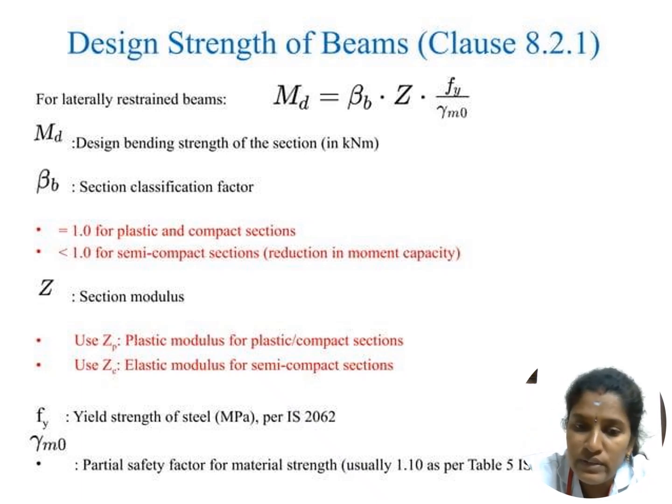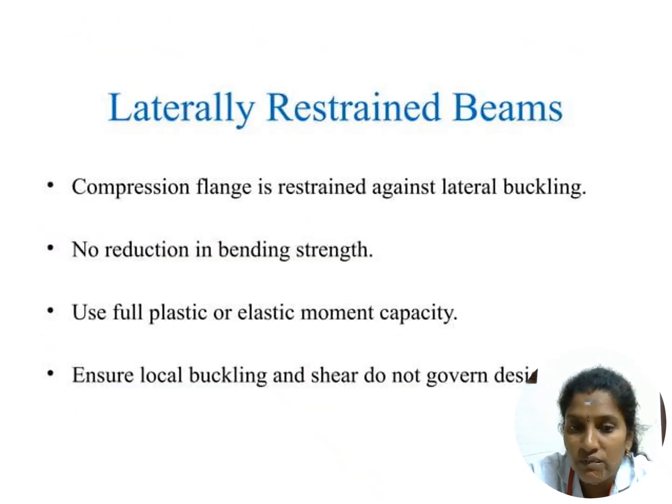Finally, the Fy value, the yield strength of the steel, we can take from the code book, and the partial safety factor usually we can take as 1.1. So from that we can easily calculate the design strength of the beam, that means the bending strength of the section.